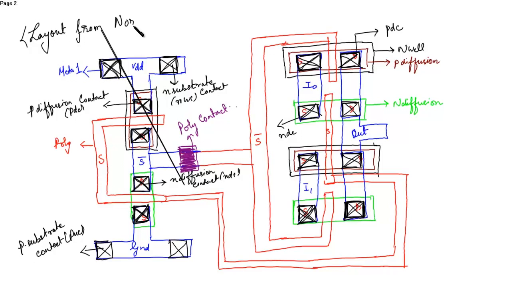From normal schematic. Now let's see the truth table of a 2:1 mux. The truth table of 2:1 mux.